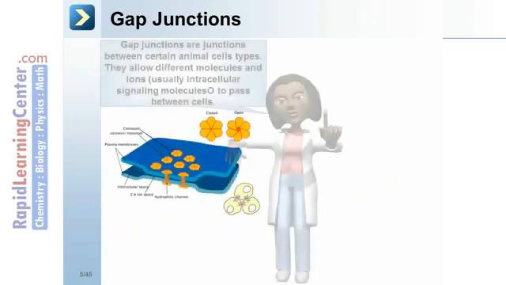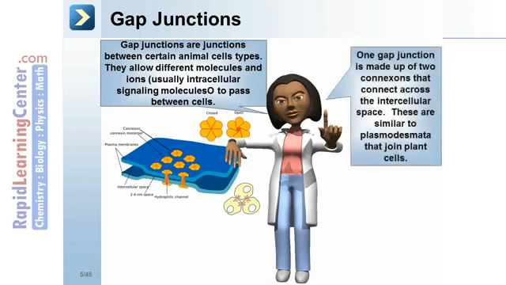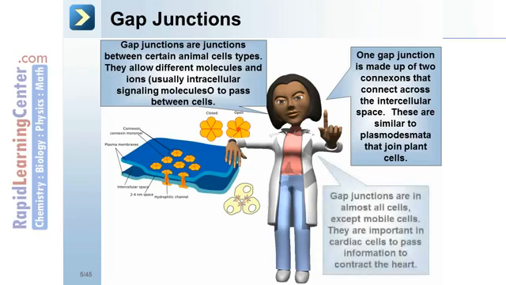Gap junctions. Gap junctions are a junction between certain animal cell types. They allow different molecules and ions, usually intracellular signaling molecules, to pass between cells. Notice an open and a closed junction. One gap junction is made up of 2 connexins that connect across the intercellular space. These are similar to plasmodesmata that join plant cells.